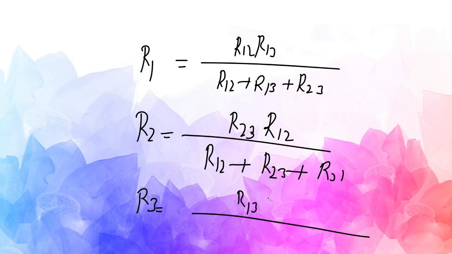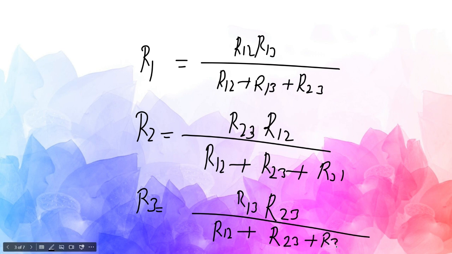R13 into R23 by R12 plus R23 plus R31. So we need to remember it using this notation. We will never forget it. That is the key. When there is R1, we need to remember this one is above this one. So R1 is R12 into R13, and R12, R13, R23, all three are always there in the denominator, right? So that is the trick to remember.